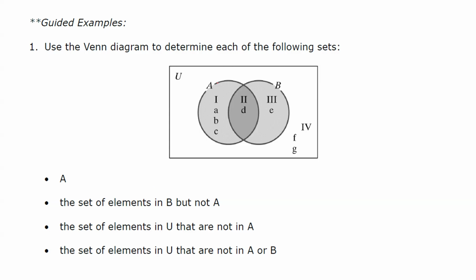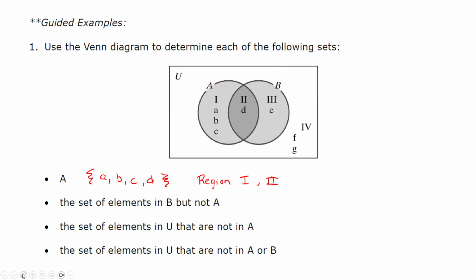Well, set A would be everything inside this circle, everything. So those would be the letters A, B, C, and D. They would be all of the elements in region 1 and in region 2. Okay. The set of elements in B, but not in A.